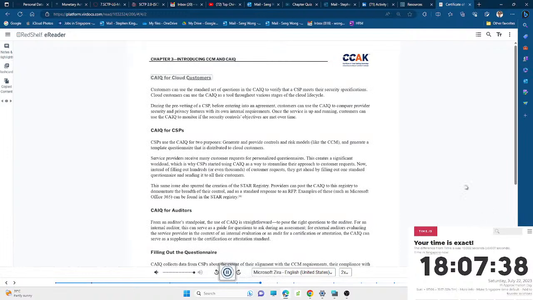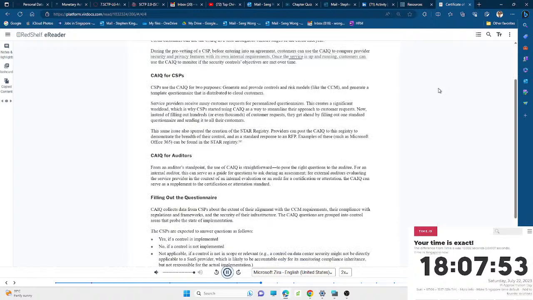CAIQ for cloud customers. Customers can use the standard set of questions in the CAIQ to verify that a CSP meets their security specifications. Cloud customers can use the CAIQ as a tool throughout various stages of the cloud lifecycle. During the pre-vetting of a CSP, before entering into an agreement, customers can use the CAIQ to compare provider security and privacy features with its own internal requirements. Once the service is up and running, customers can use the CAIQ to monitor if the security control objectives are met over time.